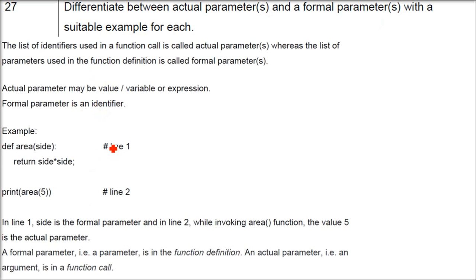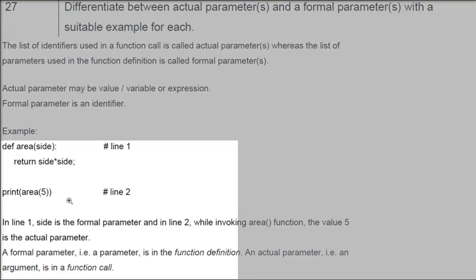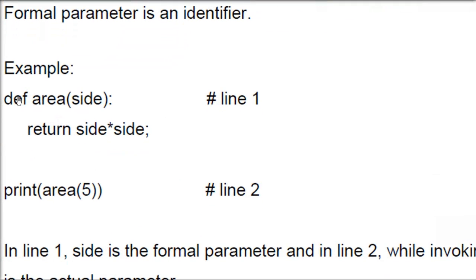Now here is an example, let me just go through it. The first is the function. This is called a function prototype. It just shows what this function is going to do. Wherever inside area you pass side, it will return side into side. If you give 5, it will return 5 into 5, which is 25.